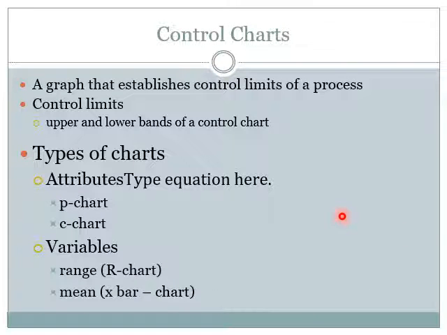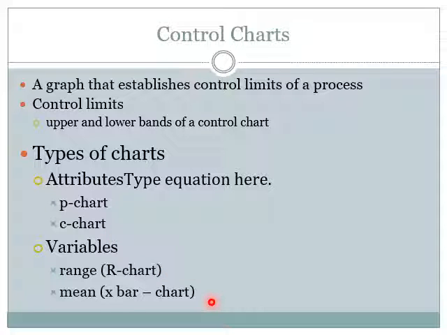Now let's talk about something specific to the control charts. And now what is a control chart? It's a simple graph that establishes control limits of a process, and it has an upper control limit and a lower control limit, and then we can have average readings also on the chart. And like we discussed, there are two basic characteristics: attributes and variables. So in attributes we have two charts, P chart and C chart. There's NP chart also, and for variables we have a range chart and mean, that is X bar chart.